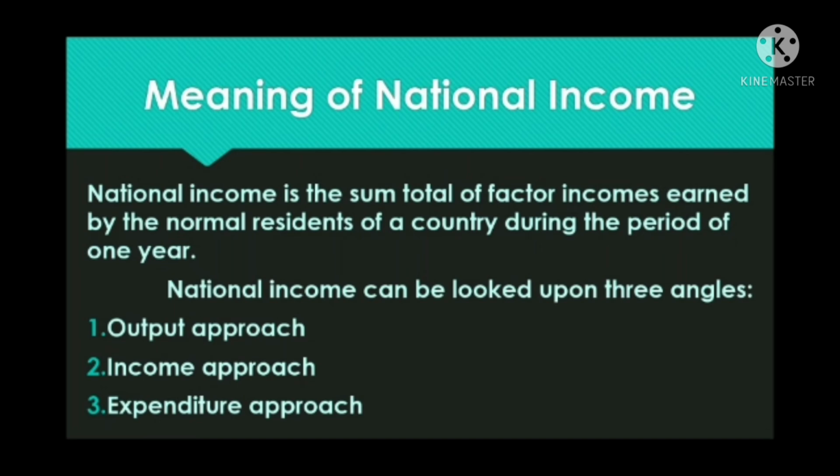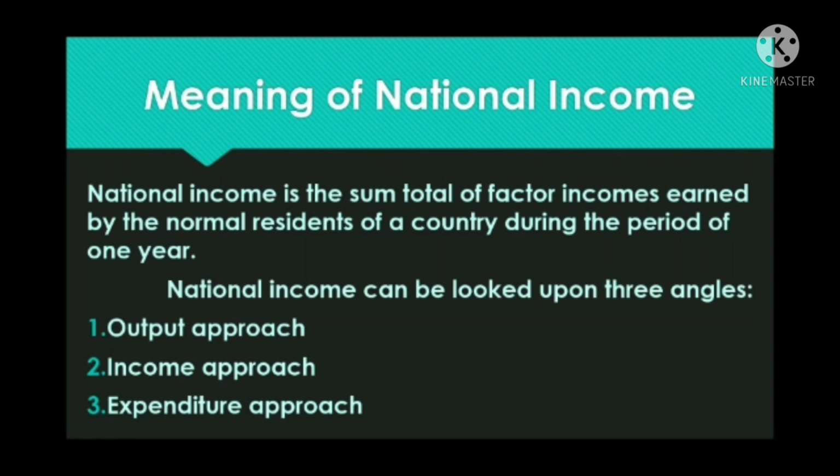Final goods refer to those goods which are used either for final consumption or for investment. Point number 2 is the income approach. Final goods and services are produced by the factors of production in the economy. Whatever is produced by the factors of production gets distributed among them as factor income in the form of wages, rent, interest and profits.